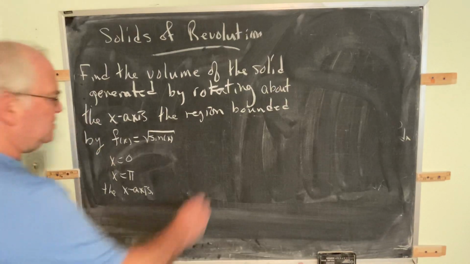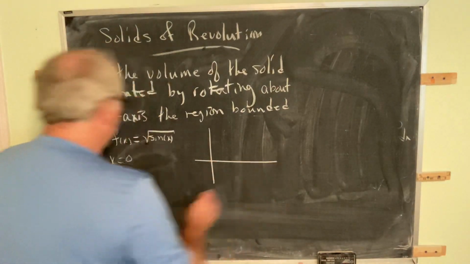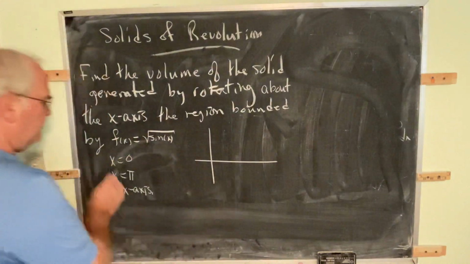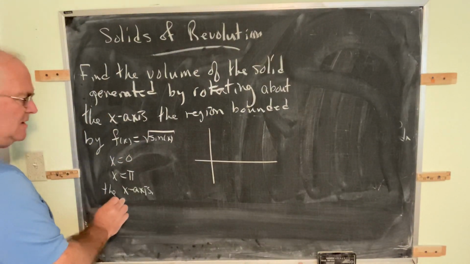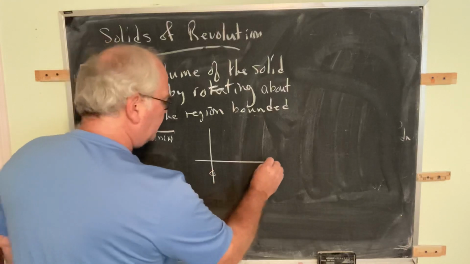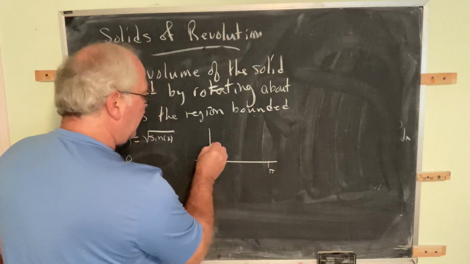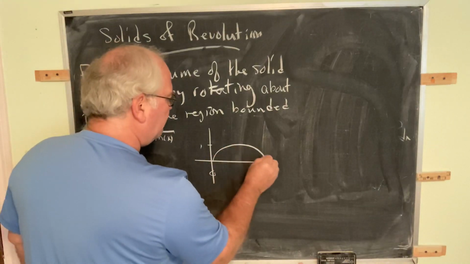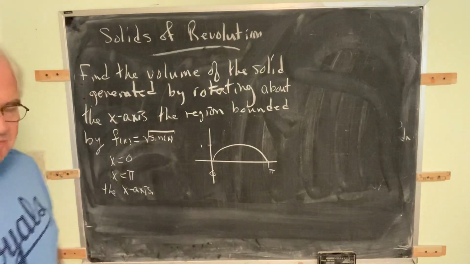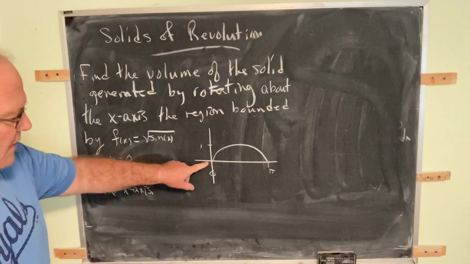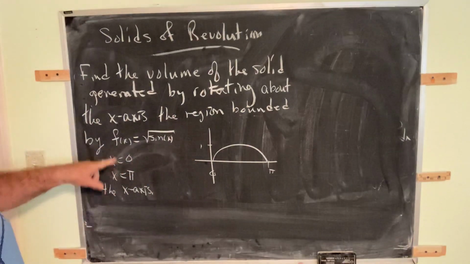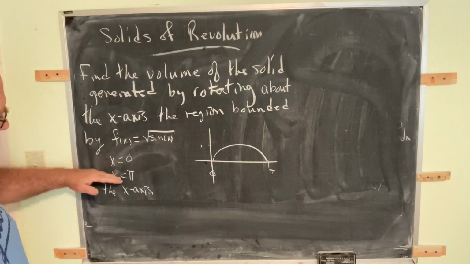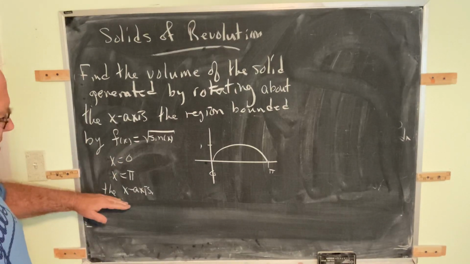So the region is bounded by the graph of the function, the square root of sine of x, from 0 to pi, and the x-axis. So there's 0, there's pi, there's 1, and within the limits of my picture, you could graph this to get a much better picture of it, but that's roughly the region we're talking about. The square root of sine is the top curve, x equals 0, x equals pi, and the x-axis.